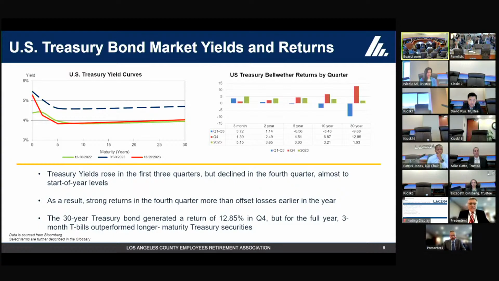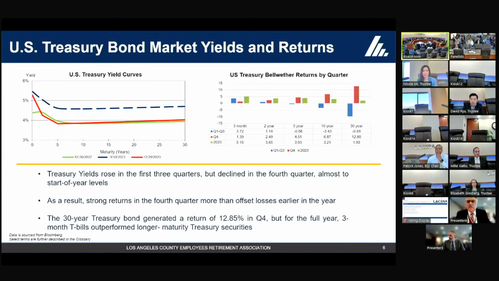Note that yields increased in the first 9 months of 2023, and then in the fourth quarter, they fell back to the levels at the beginning of the year. You can see that if you go from green to dotted blue, that's an increase, and you go from dotted blue to red, that's almost back to where they were at the beginning of the year. Now, given the inverse relationship between bond yields and prices, bonds performed poorly in the first 3 quarters, but rallied in the fourth quarter, as shown in the table to the right.